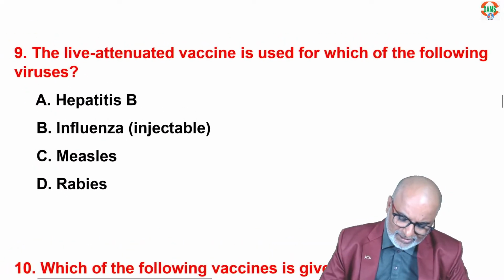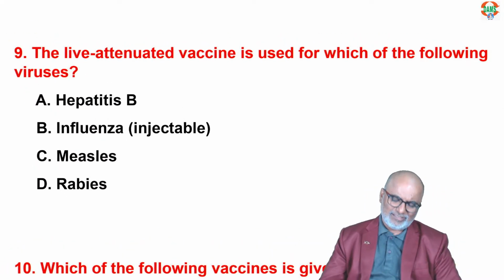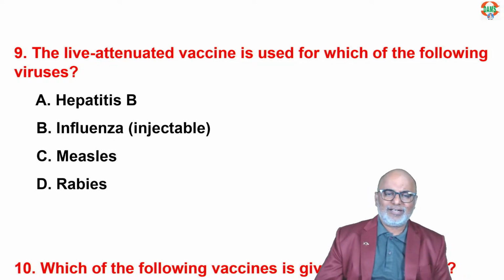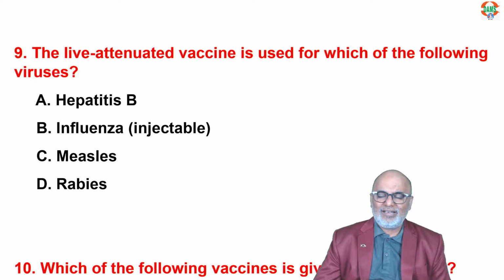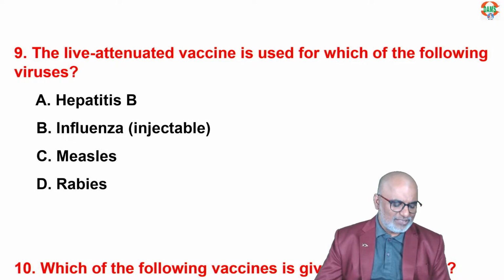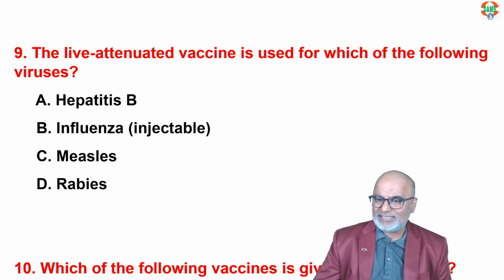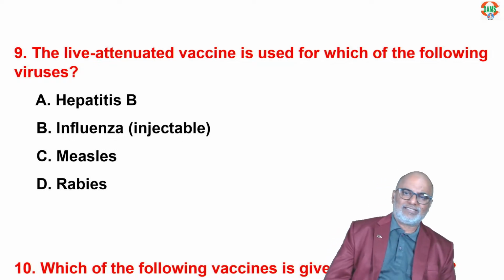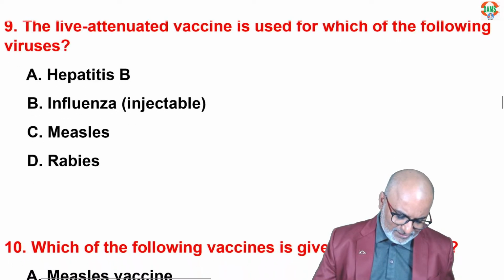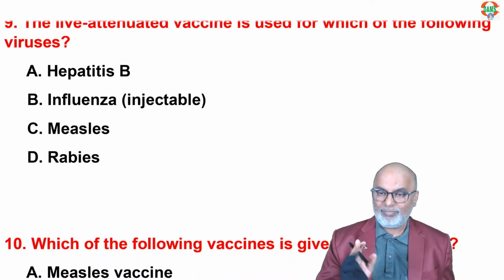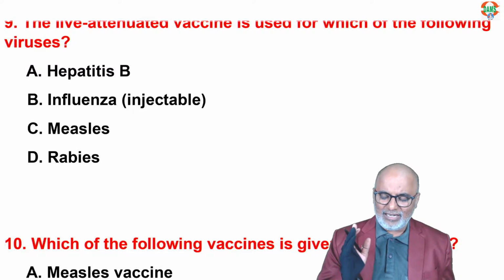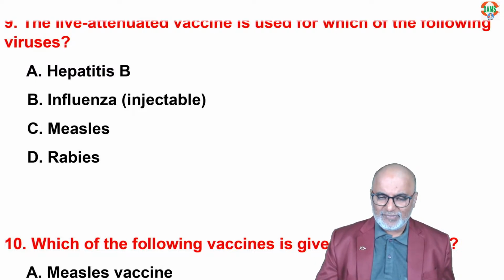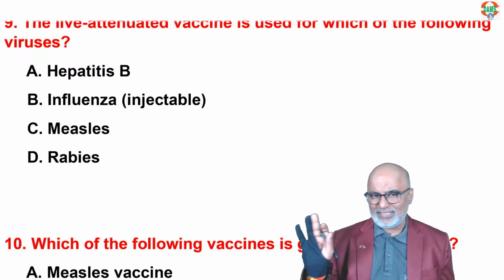Next: a live attenuated vaccine is used for which of the following viruses? It's time to remember that live vaccine and killed vaccine examples are very important. Try to remember the killed, inactivated vaccines; automatically the others are live vaccines. The main types of vaccine are killed vaccine, live attenuated vaccine, and subunit vaccine. Apart from that, we have DNA vaccine, but these three are common.